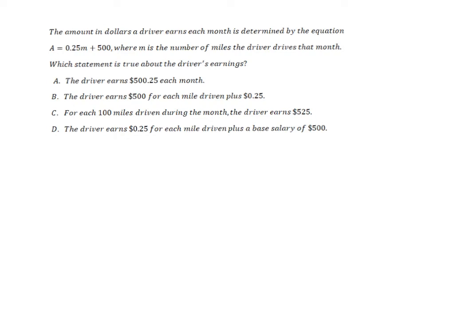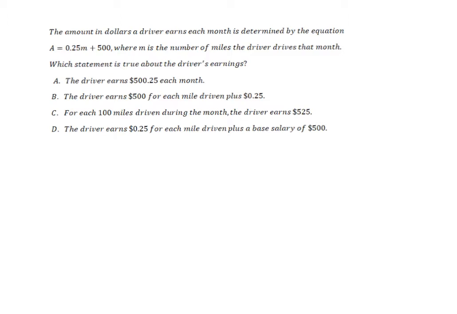In this video, we're gonna practice some word problems involving the slope and y-intercept that represent the equation of a line. But we have this question here. The amount in dollars a driver earns each month is determined by the equation A equals 0.25m plus 500, where m is the number of miles the driver drives that month. Which statement is true about the driver's earning?